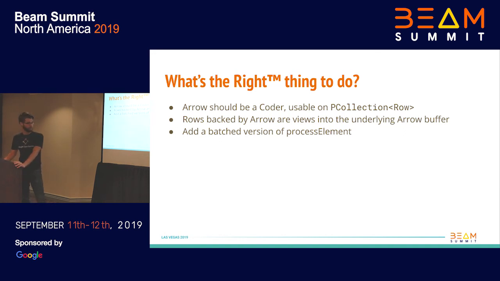So I think the right way for us to integrate Arrow into Beam in the future is that it should be a coder or something like a coder that basically encodes rows. Rows are the concept of something that has a schema in the schema API in Java. And so if you were able to encode those rows in the Arrow format, then you would actually be able to process that data.